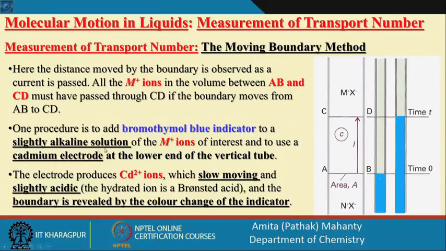So, I have the alkaline solution where the indicator is mixed into the salt solution of MX. The cadmium ions generated from the cadmium electrode move slowly, and these are acidic slow moving ions. When they come in contact with the M plus ion solution containing the indicator bromothymol blue, there will be a color change. So, this will be indicated as a color change when we see the boundaries.